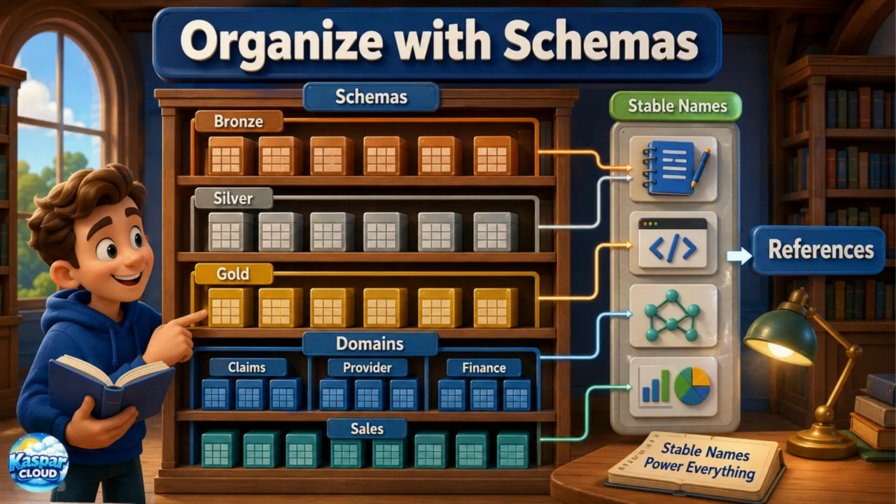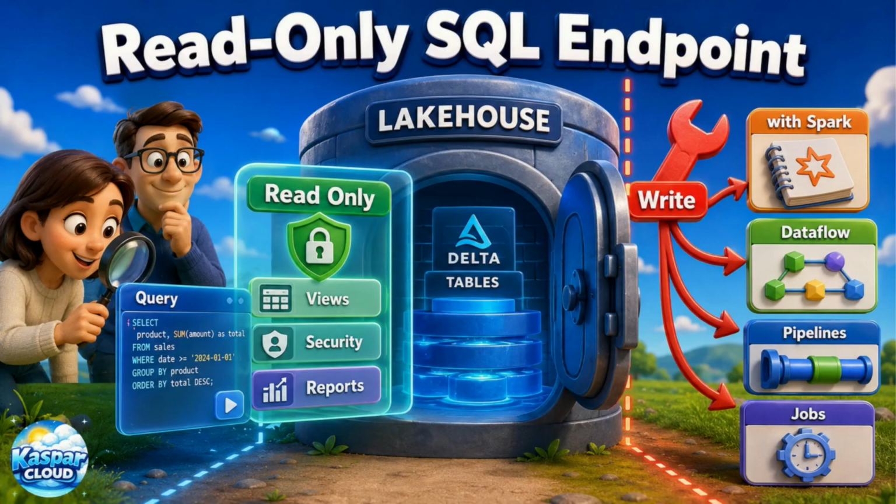and domain-oriented architecture. The SQL analytics endpoint is automatically created with a lakehouse and gives users a read-only T-SQL surface over Delta tables. This is useful for analysts and SQL developers who want to query lakehouse tables without writing Spark code. The endpoint can support exploration, views, functions, stored procedures, security patterns, and reporting access within its supported boundaries. However, it is not the same as a full Fabric warehouse.